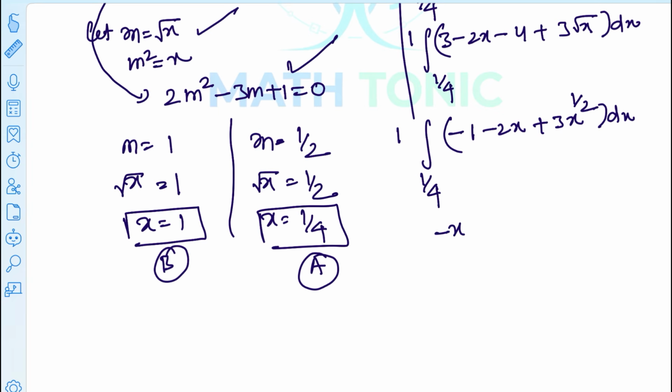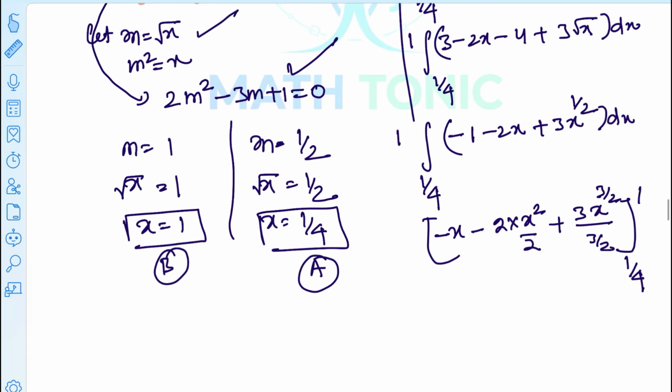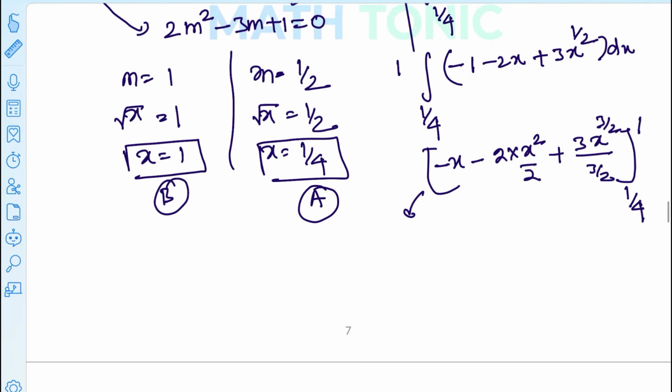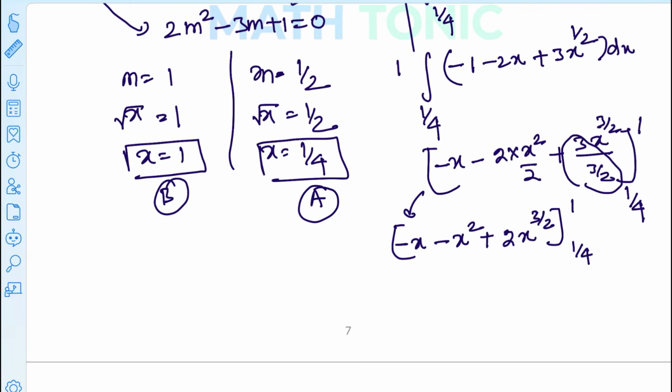Now what is the integration of minus 1? It will be minus x, minus 2 times x, whose integration is x squared over 2, plus 3 times x to the power half plus 1, which becomes 3 over 2, over 3 over 2. So after integration, the answer is this, from 1 over 4 to 1. Now if I simplify more, this is minus x, the 2s cancel, so I'm getting minus x squared. And if you flip the 3 over 2, it becomes 2 here, so 2 times x to the power 3 over 2, with the limit 1 over 4 to 1.